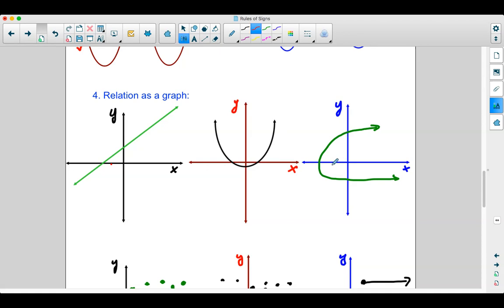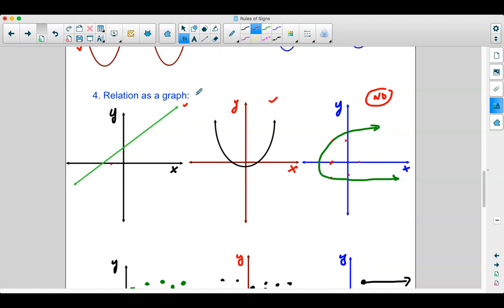How about this one? This will not be a function because we can see an x value right here that will have a y value right here and also another y value right here. So we can see that for this x value, we have two different y values. So this one is not a function. This one, yes. This one, yes.